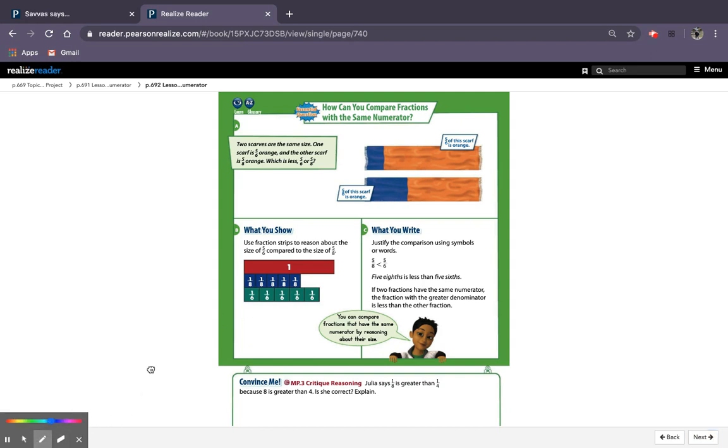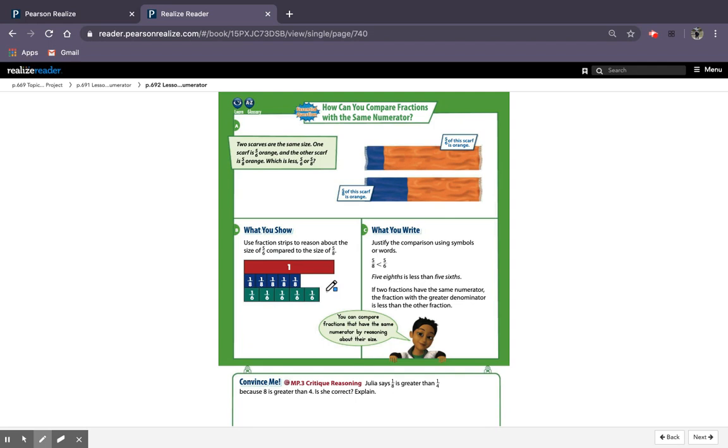So here they show you why you can use fraction strips. It says use fraction strips to reason about the size of 5/6 compared to the size of 5/8. And here we can see that 5/6 is more than 5/8. And then here it says to justify the comparison using symbols or words. This is the one given using symbols, and 5/8 is less than 5/6 is using just words. Here it says if two fractions have the same numerator, top number, the fraction with the greater denominator, bottom number, is less than the other fraction. You can compare fractions that have the same numerator by reasoning about their size.